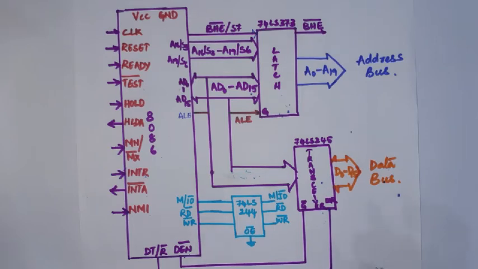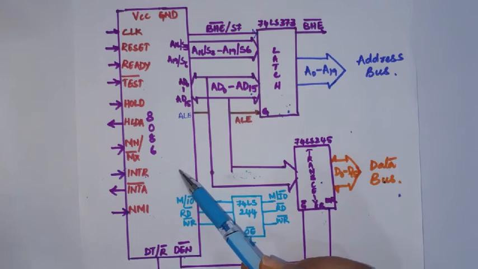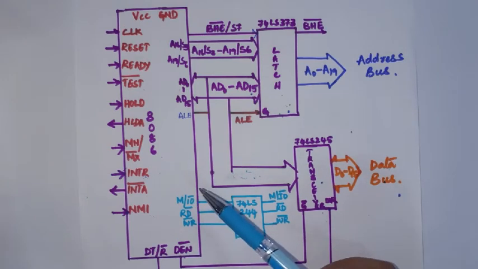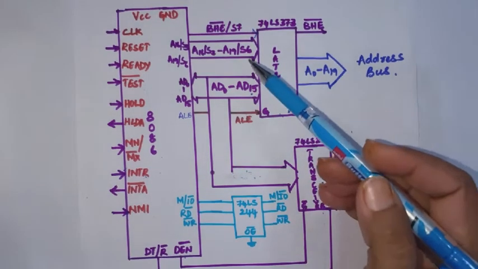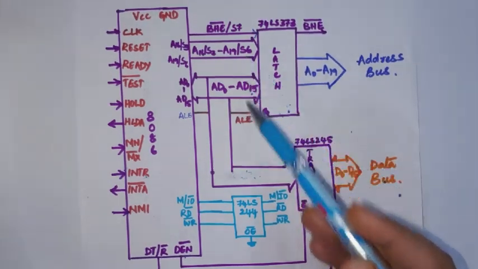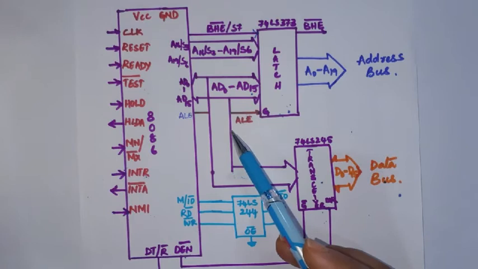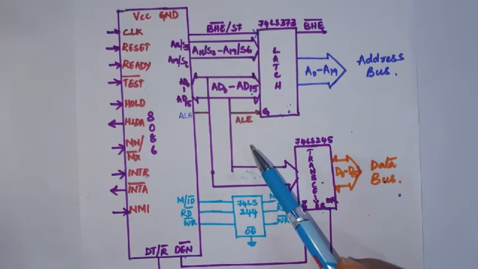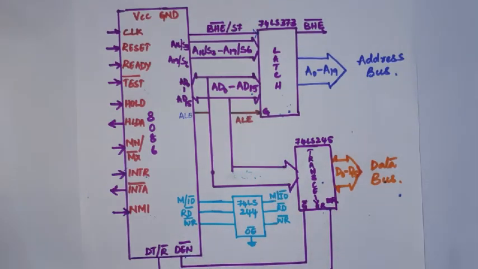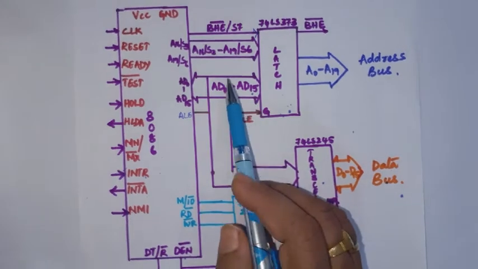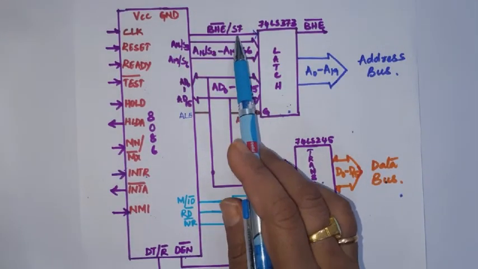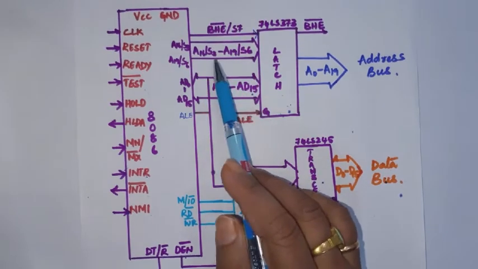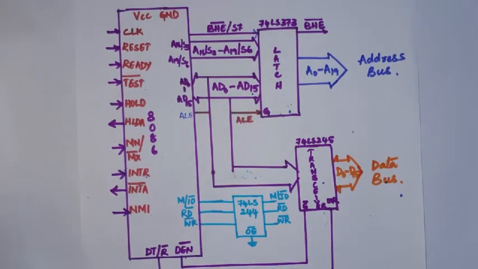Hello students. So this is the functional block diagram of 8086 processor in minimum mode. We have already discussed in the last video how the address and data bus is demultiplexed with the help of ALE. Now let's see the rest of the signals. Here we have S3 to S6 and S7. These are the status lines which are also multiplexed with address lines.